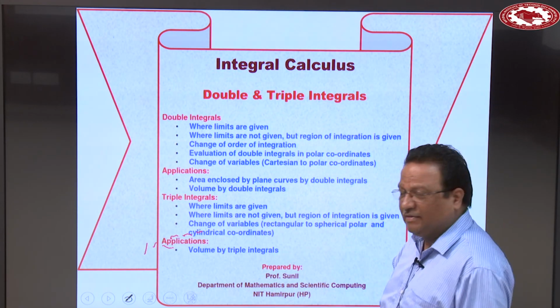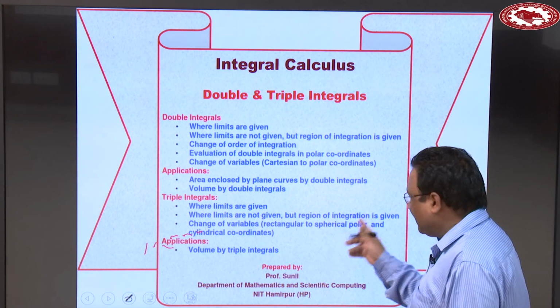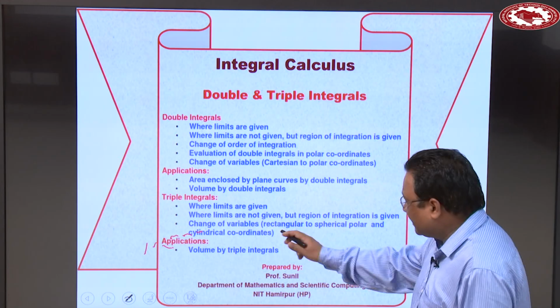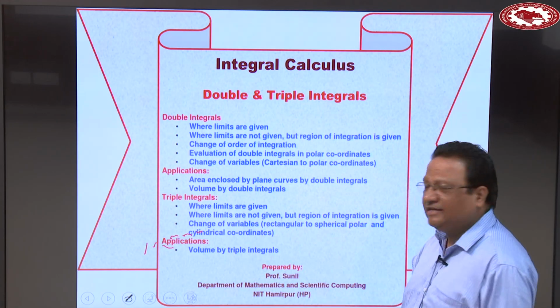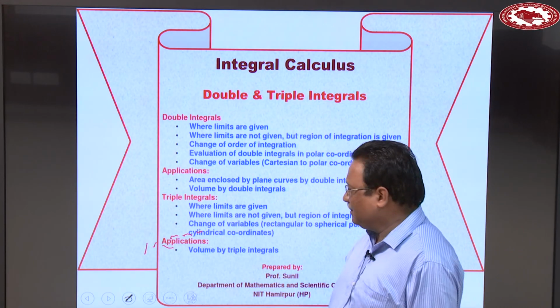Then change of variables. Here change of variables means change rectangular coordinate to spherical polar coordinate system or rectangular coordinate to cylindrical coordinate system. And finally we will discuss the volume by triple integrals.